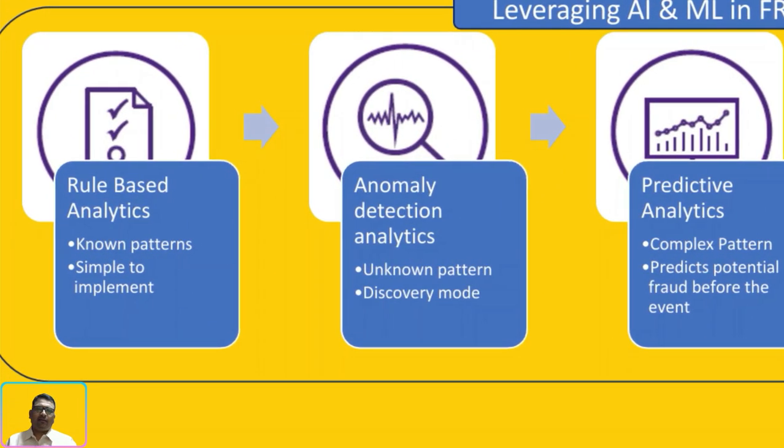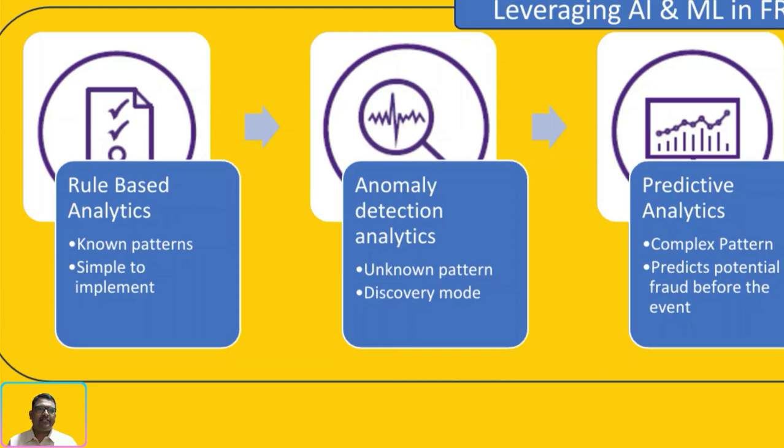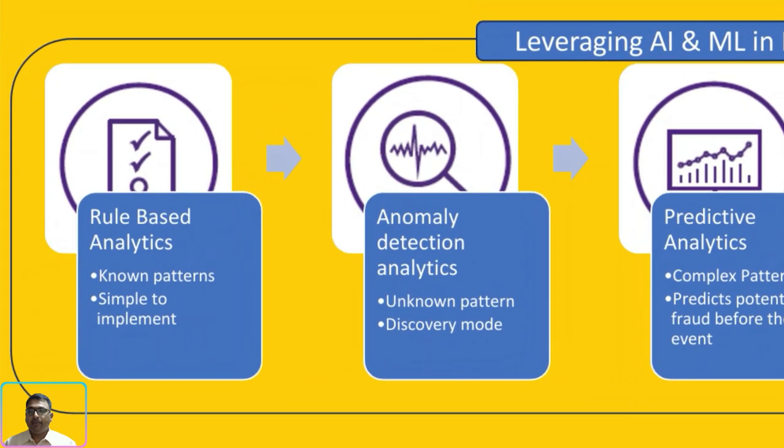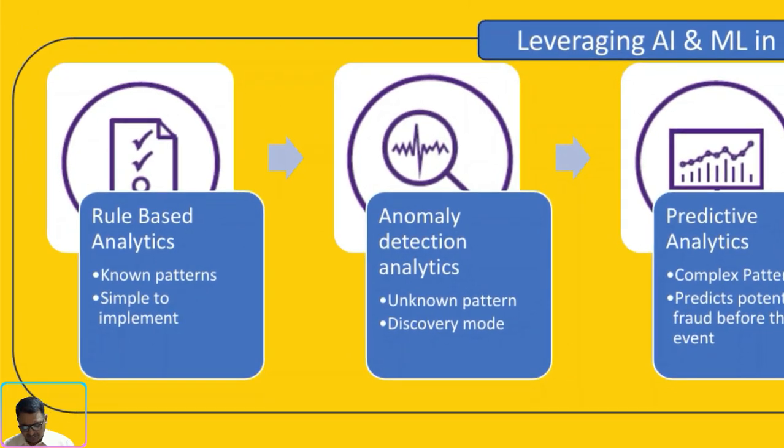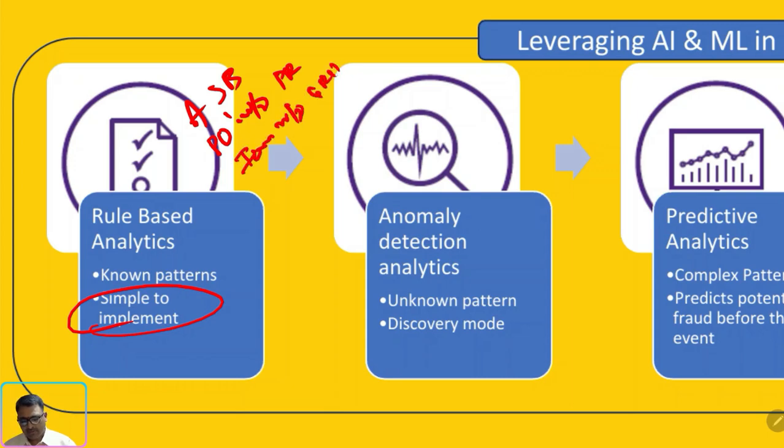The basic thing, which in every organization I think is a given at this stage, is rule-based analytics. Right? It's very simple to implement. It's like A more than B. Let's say POs without PR, or invoice without GRN. These are very basic things to implement with rule-based analytics. It is like known patterns; you look at them.